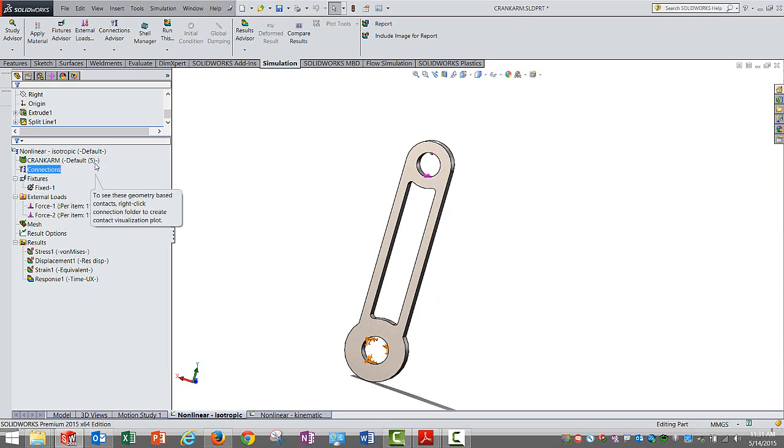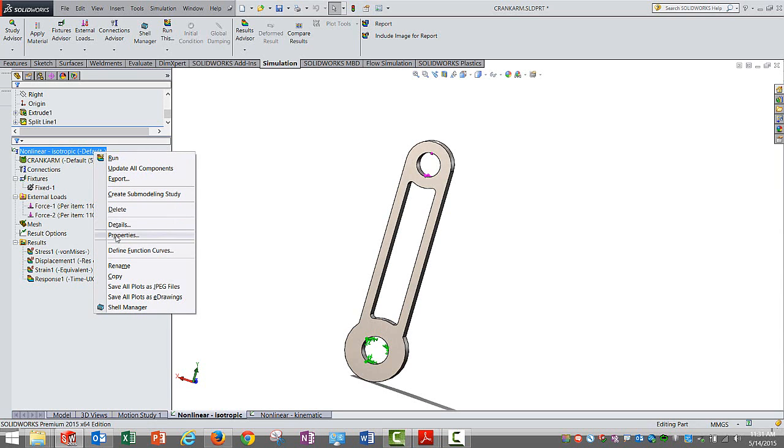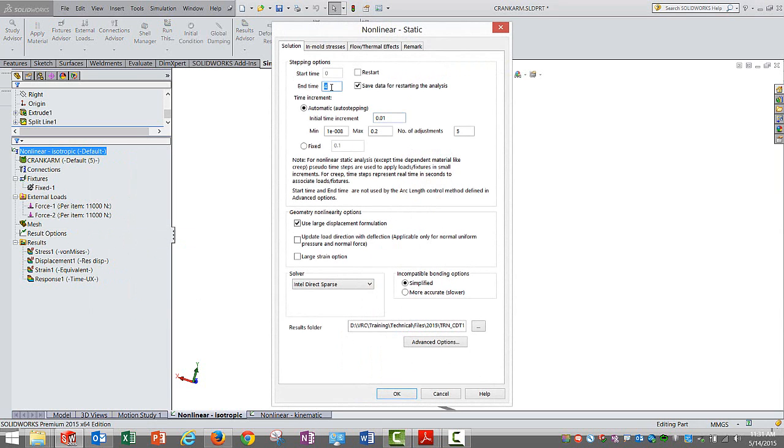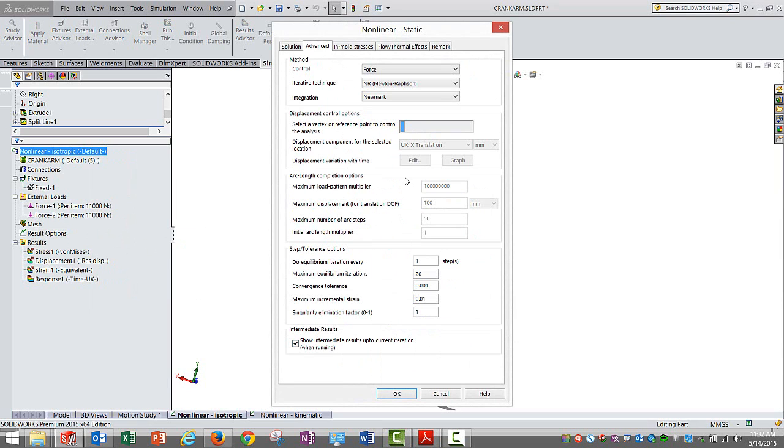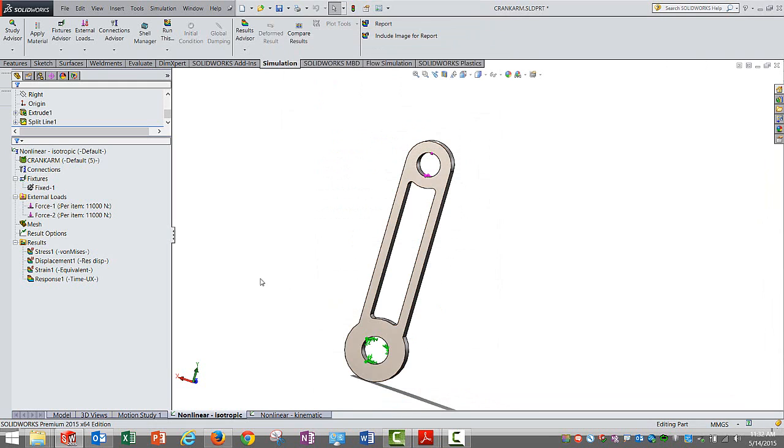So in crux, this is an analysis for 4 seconds or 4 units of time, and appropriately the other parameters are changing. We need to ensure that the large displacement formulation is selected. Under advanced options, we are selecting force control method, and I think all other options remain the same.